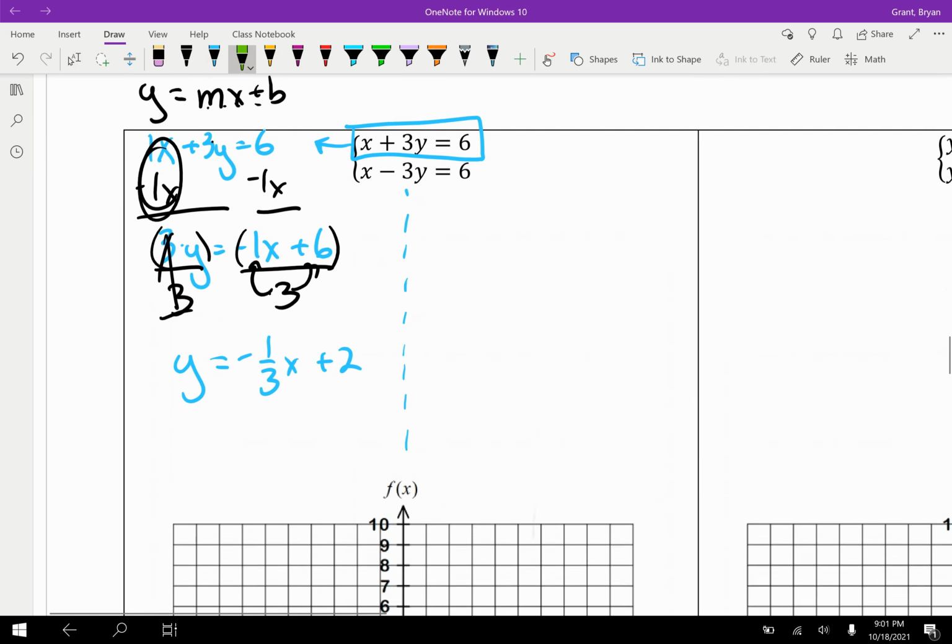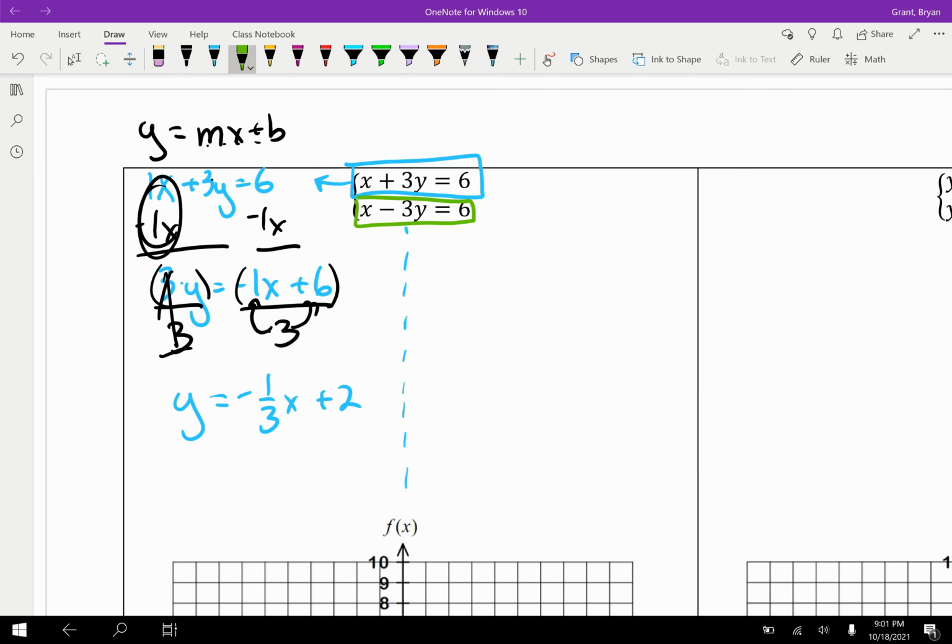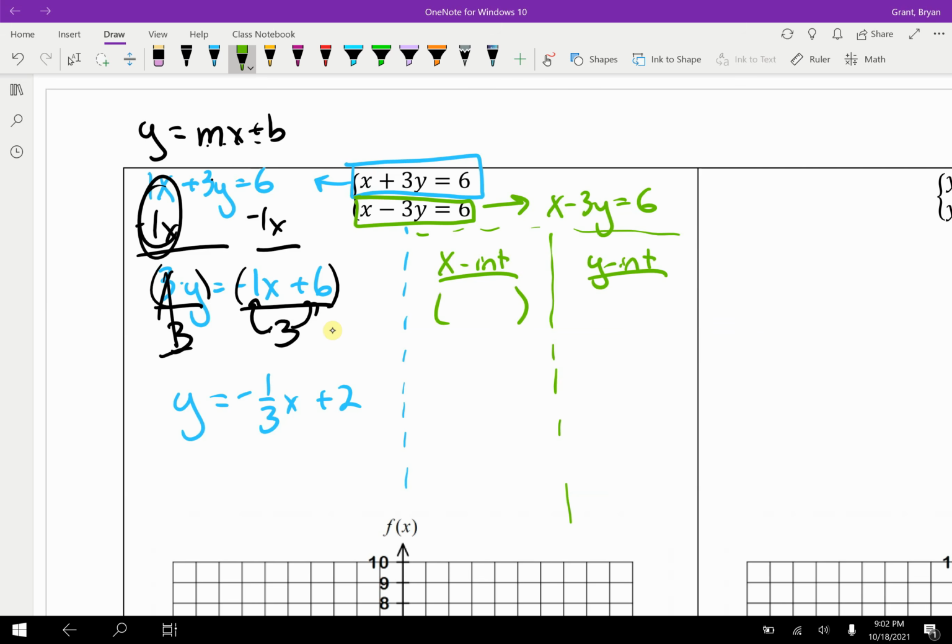There is, of course, a separate way to do this, so I'm going to tackle this bottom one over here, x minus 3y equals 6. And the separate way to do it is to find the intercepts. Oops, that's not very even. To find intercepts, okay, we can find the x-intercept and the y-intercept. The x-intercept is always found by finding an x, and the y-intercept, not so surprisingly, wants you to find the y.